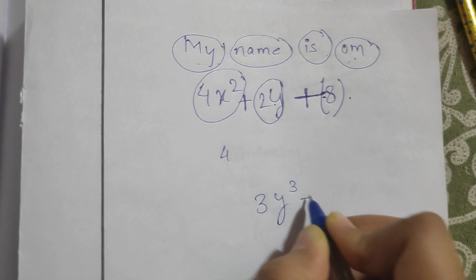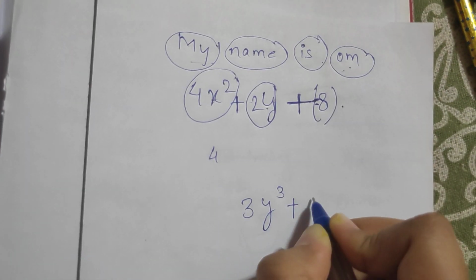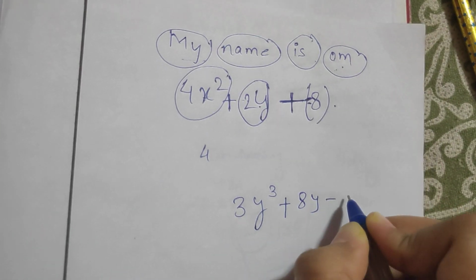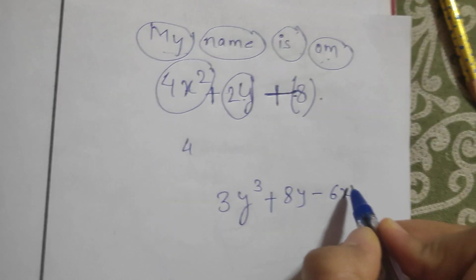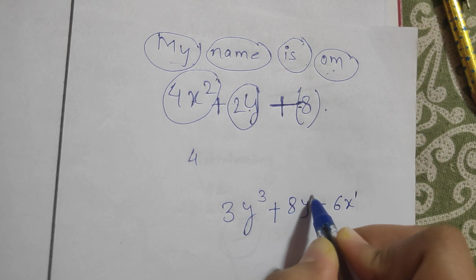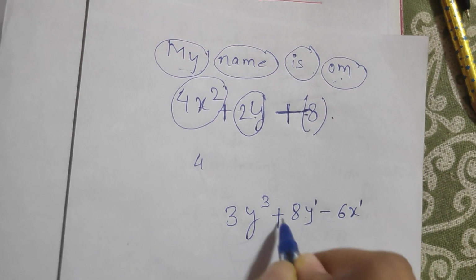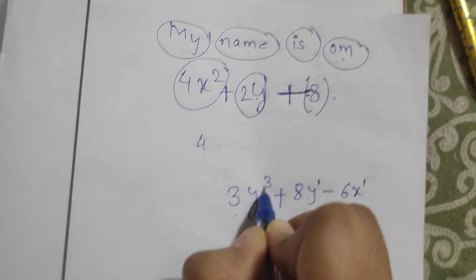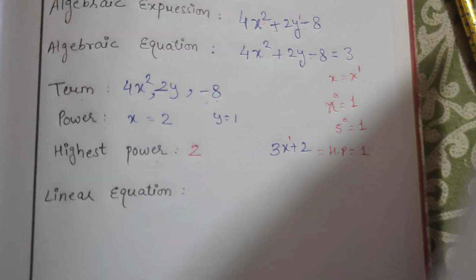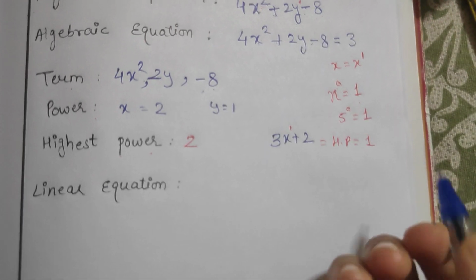If you take some other example like 3y raised to power 3 plus 8y minus 6x. In this case, it is having power 1. Nothing is there, it means it is having power 1, and this is 3. So out of these, which is the highest power? 3 is the highest power. Okay, so I hope this part is clear, what is highest power.